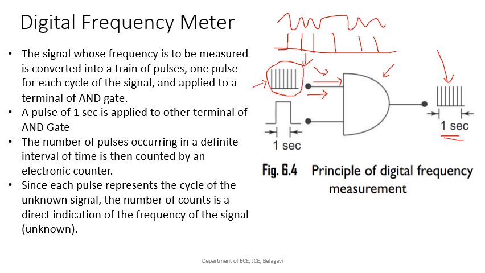Then next, these pulses which you get here will be given to an electronic counter, and that electronic counter is going to count these pulses. How many pulses you have counted is proportional to the frequency of the unknown signal.